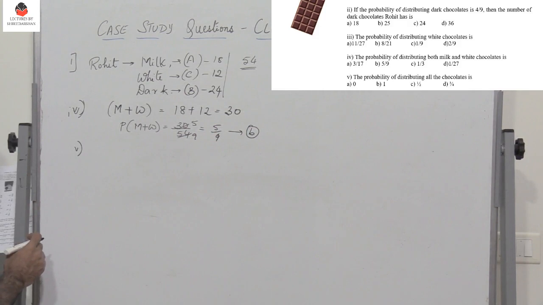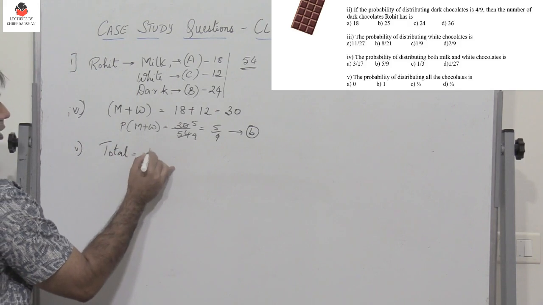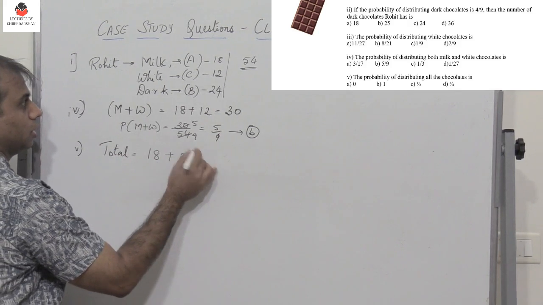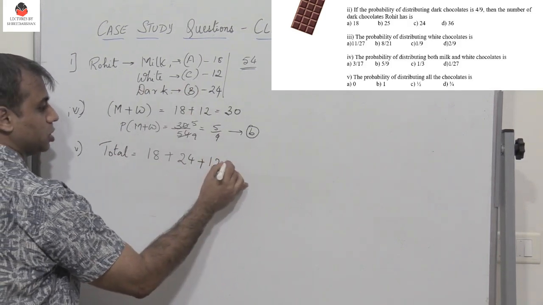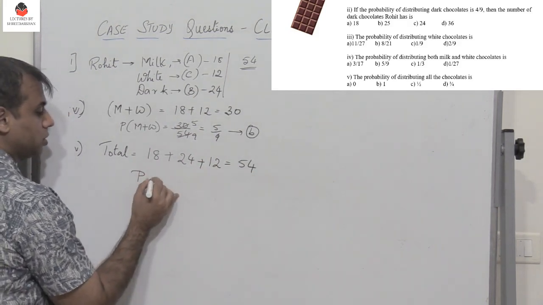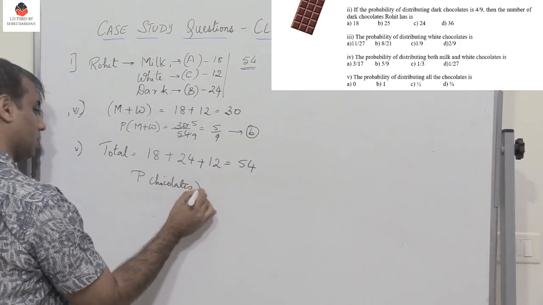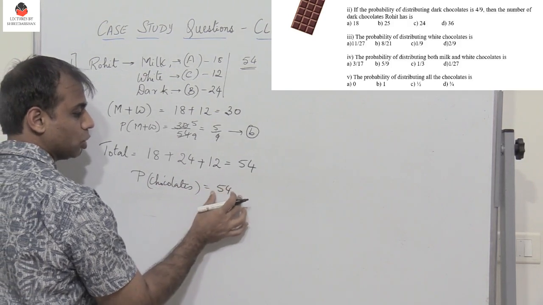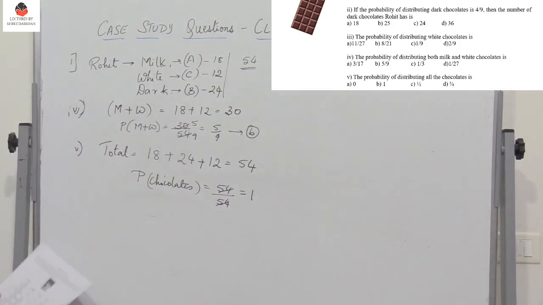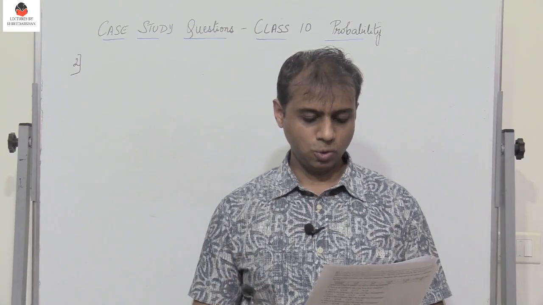The probability of distributing all the chocolates. So the total number of chocolates is the number of milk chocolates, which is 18, plus the number of dark chocolates, which is 24, plus the number of white chocolates, which is 12, which is 54. So therefore the probability of distributing chocolates is equal to the number of chocolates divided by the total number of students, which is 1. So the right option is option B. So let us move on to question 2.